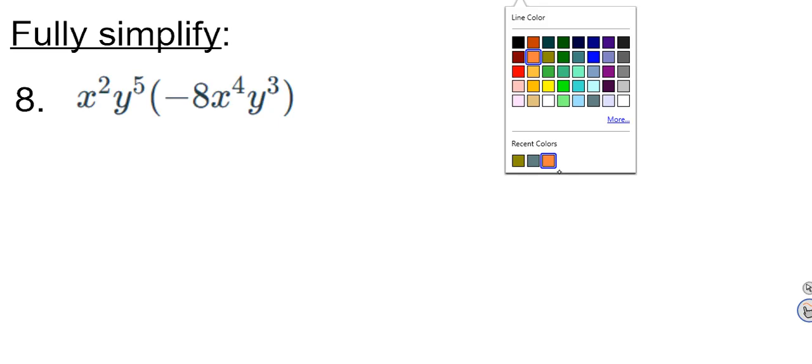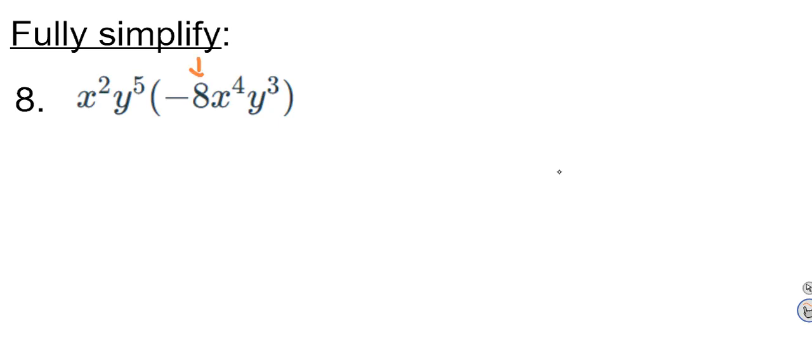All right, we notice something. I see a negative 8 here, but I don't see a number here. All right, we can put a 1 here. Always. You can always put a 1 there because we have 1x squared, right? So 1 times negative 8 is negative 8. Then once again, we're going to focus on our x's. We have x squared times x to the 4th. So that's going to be x to the 2 plus 4 is 6.